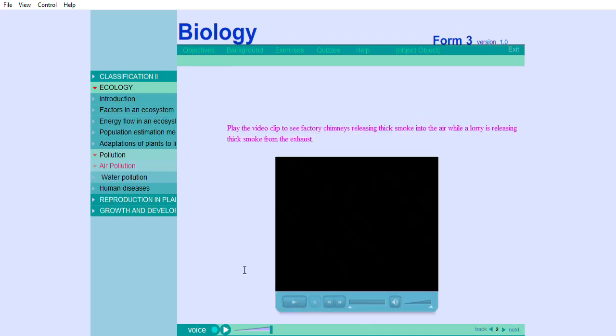Play the video clip to see factory chimneys releasing thick smoke into the air while a lorry is releasing thick smoke from the exhaust.